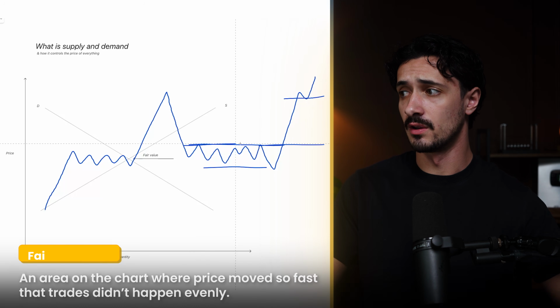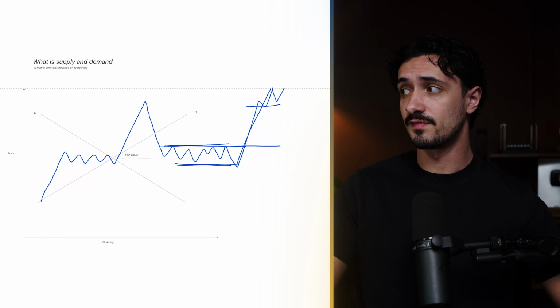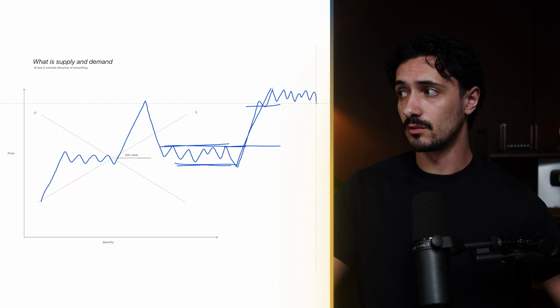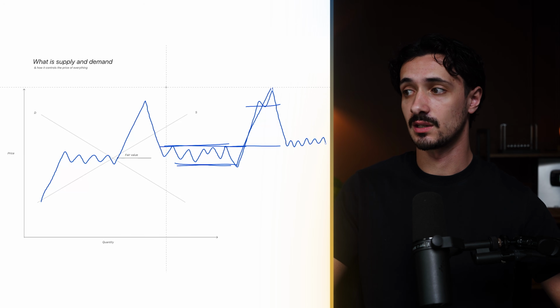The market is always going from areas of balance to areas of imbalance. And its job is to find new balance at this level or to rebalance at old balanced levels. This is why the market always looks like this.